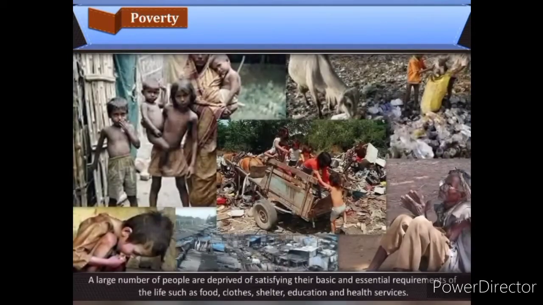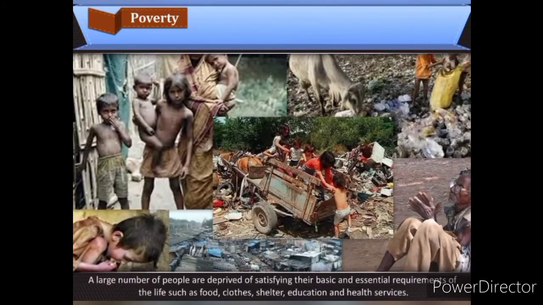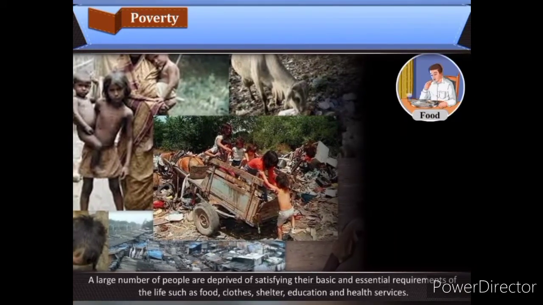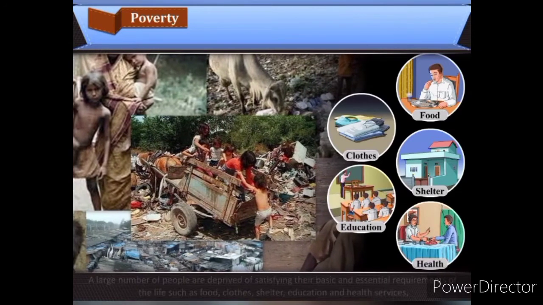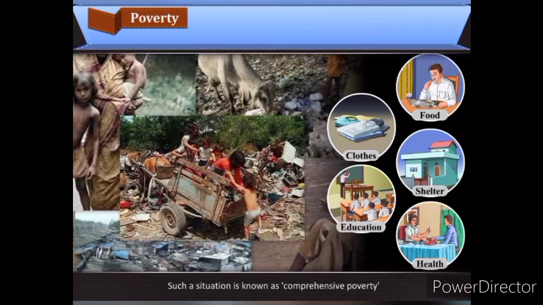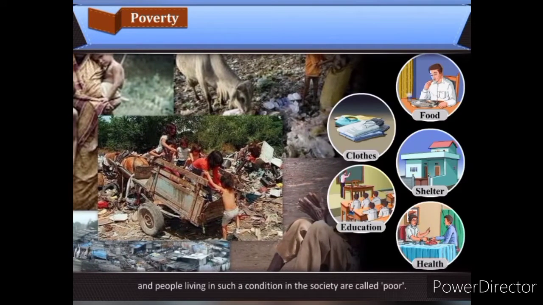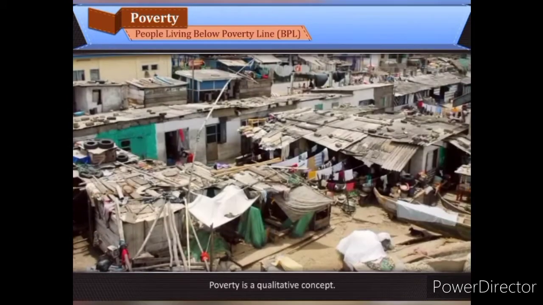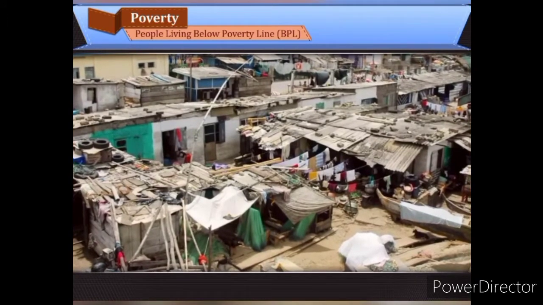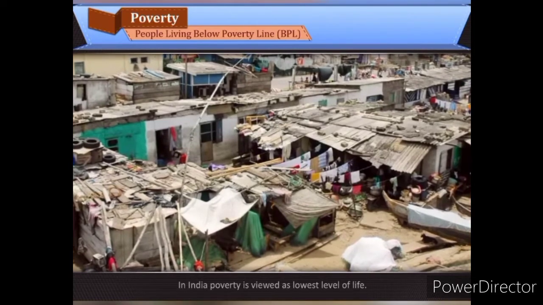Poverty. A large number of people are deprived of satisfying their basic and essential requirements of life, such as food, clothes, shelter, education, and health services. Such a situation is known as comprehensive poverty, and people living in such a condition in the society are called poor. People living below poverty line, or BPL. Poverty is a qualitative concept. In India, poverty is viewed as lowest level of life.